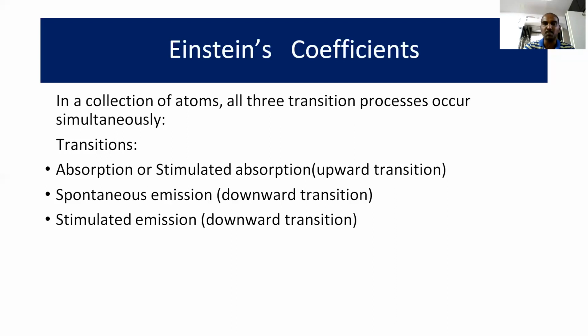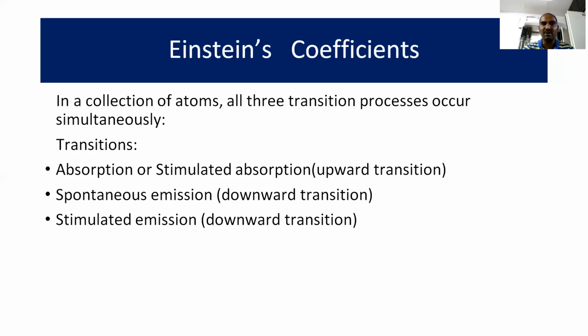And the second one is spontaneous emission. It takes place in the downward direction, that means once absorption is over, it takes place from a higher energy level to a lower energy level. And the third one is stimulated emission. It is also a downward transition. It also takes place from a higher energy level to a lower energy level once the process of absorption is over. Now we have to see briefly what is meant by absorption, spontaneous emission and stimulated emission.